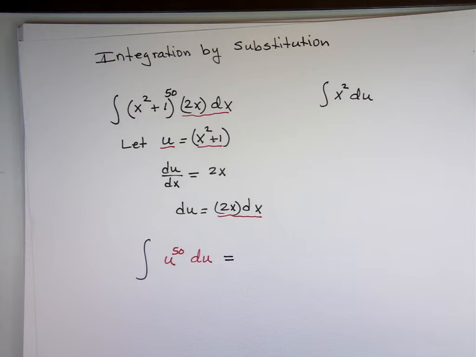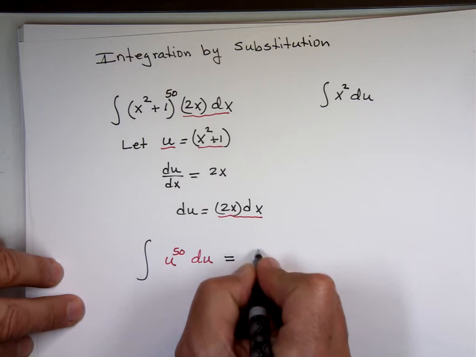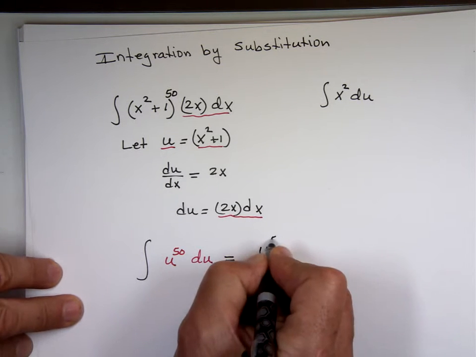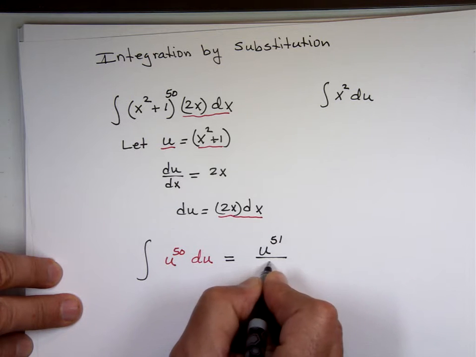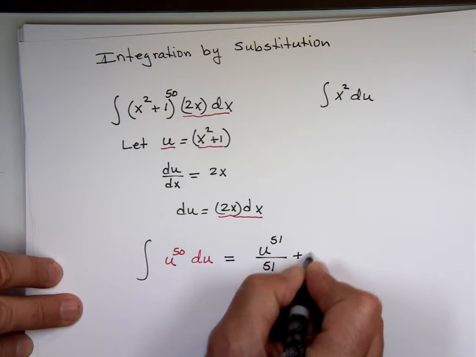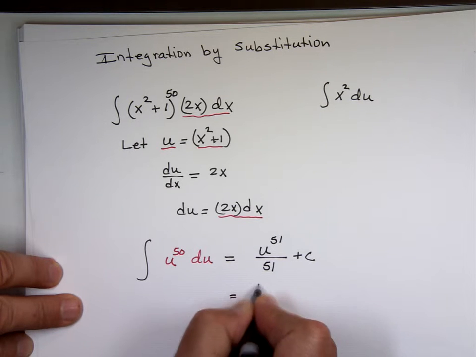And because it matches, I can follow that rule which says add 1 to the power and divide by the new power. So if you add 1 to the power, what do you have? u to the 51 over what? 51 plus c. So that's 1 over 51.